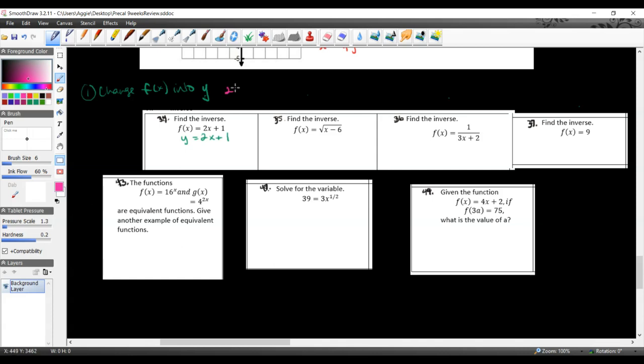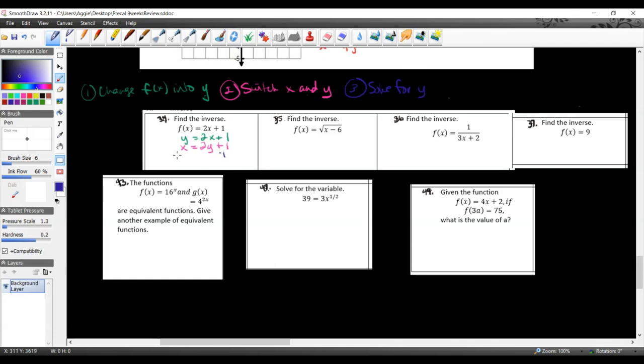Okay, step number 2, and you have this in your notes, by the way. Step number 2 is to switch x and y. So now we have x equals 2y plus 1. Okay, and the last step, let's use a darker color, let's use blue. Step number 3, well, almost last step, is to solve for y. Okay, so we're going to go ahead and do that.